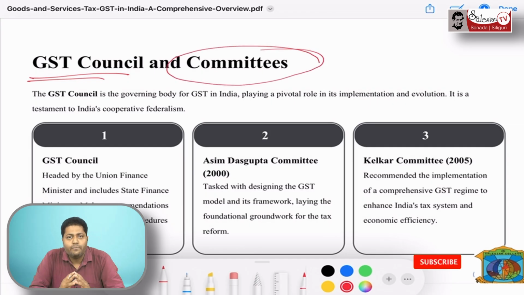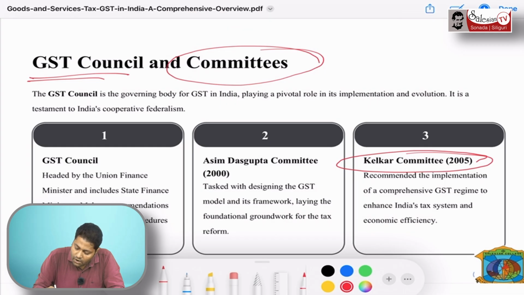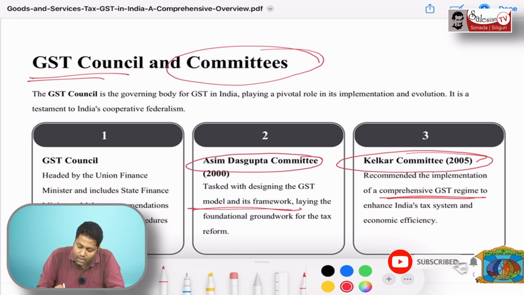Because GST had already been proposed in India before 2014. As we can see by the name here, the Kelkar Committee was the one who spoke about the introduction of this GST system. Even the Asim Dasgupta Committee made a model and framework of this system. But now the government has made a GST Council.